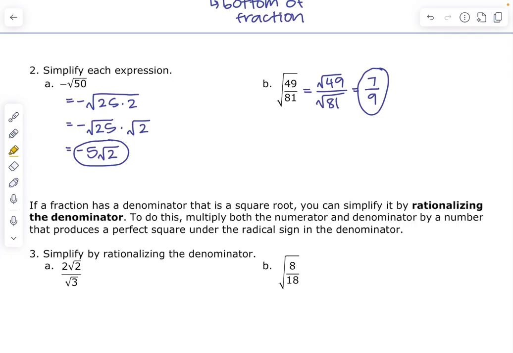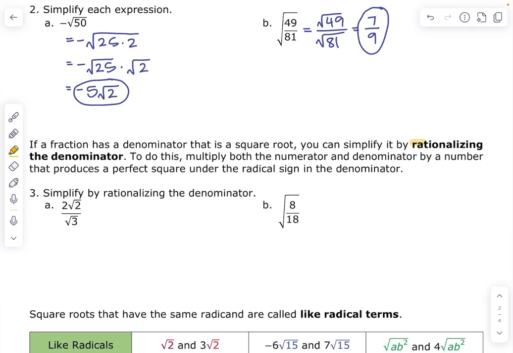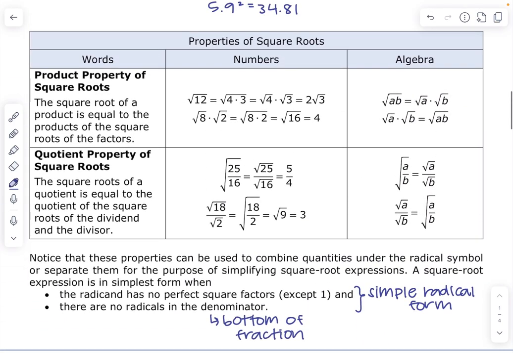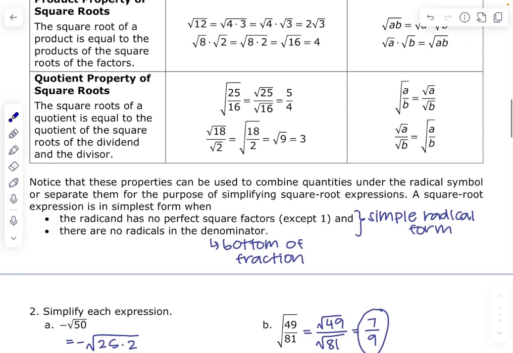If a fraction has a denominator that is a square root, we can simplify it by doing what we call rationalizing the denominator, or getting rid of that square root in the denominator. To do this, we multiply both the numerator and denominator by a number that produces a perfect square under the radical sign in the denominator. Okay, we are going to use our product property here to do that. Okay, so remember that if we have two radicals being multiplied together, we can combine those into a single radical.